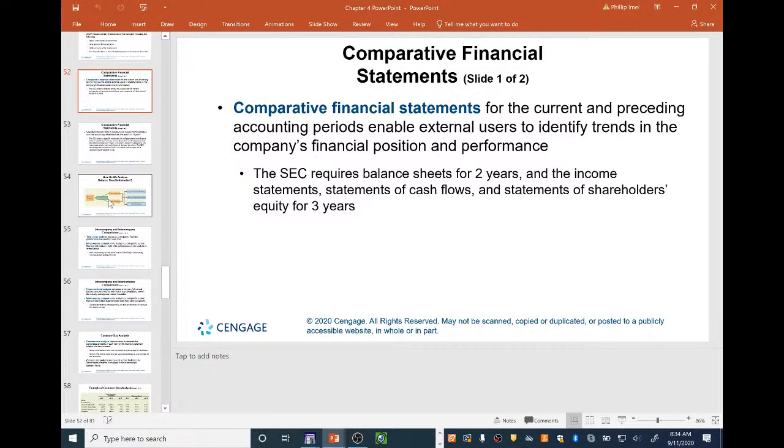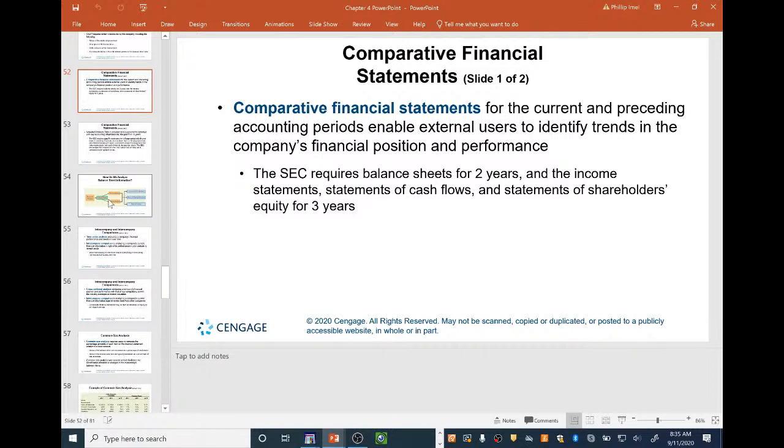From there, we can see the changes from each reporting period, from how the performance was on the income statement, to how your position is on the balance sheet and the changes in the statement of owner's equity, and the same thing for each year. So you can analyze that and see the trends and what's happening in the company. So that's what comparative financial statements are for.